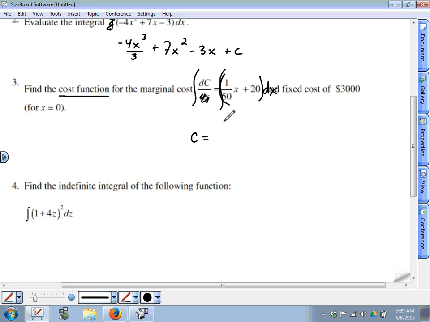And over here, the integral of 1/50th x is 1/100th x squared plus 20x. Not to be confused, this is plus c, the constant of integration. I'm going to call this just cost, so we don't get confused. Okay, now there's a fixed cost of $3,000 for when x equals 0. So if we plug in a 0 for x and $3,000 for cost, that's going to help us find the value of c.